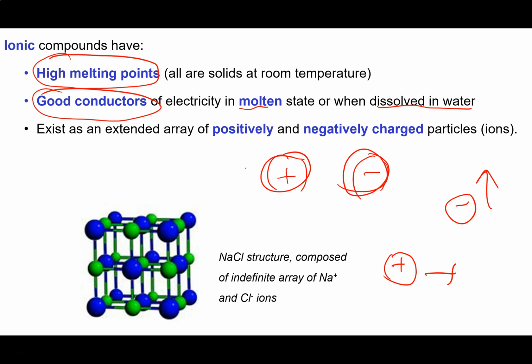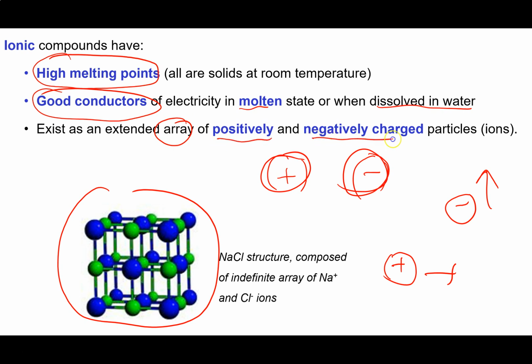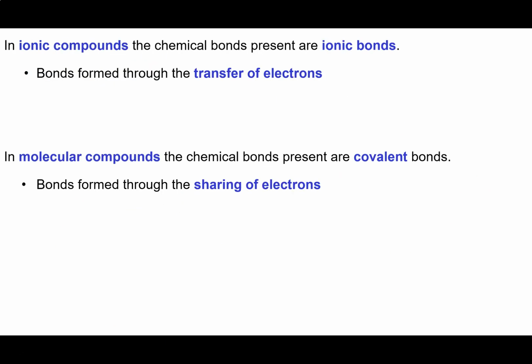Now, the other interesting thing about ionic compounds is that they don't exist as molecules, but rather they exist as a network, or an array, of positive and negatively charged particles. We refer to these as ions. So ionic compounds in the solid state are crystals of an approximately infinite, or indefinite, array of positive ions and negative ions. And so there are no discrete molecules in these. They just have this approximately infinite lattice of particles.